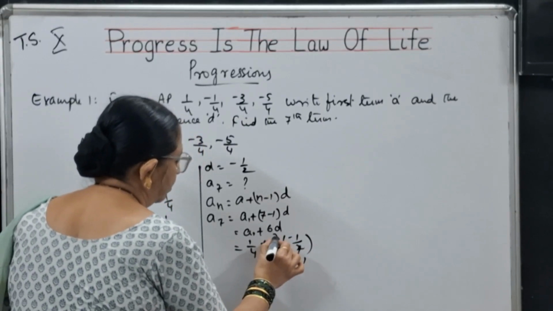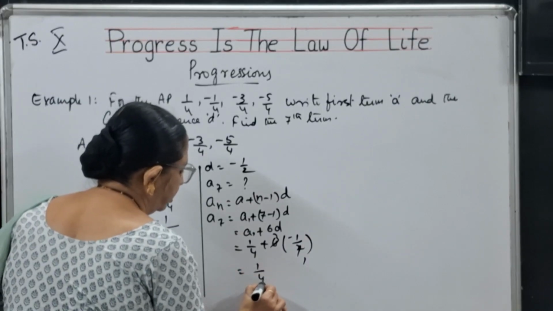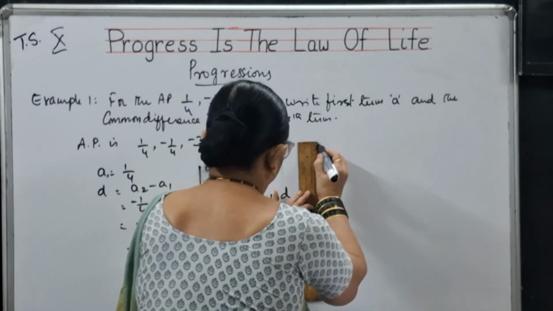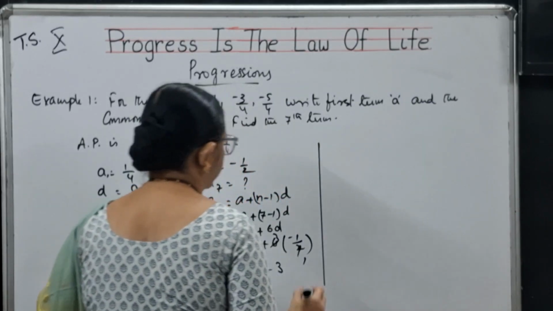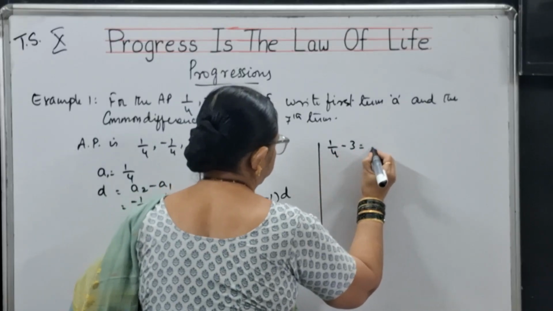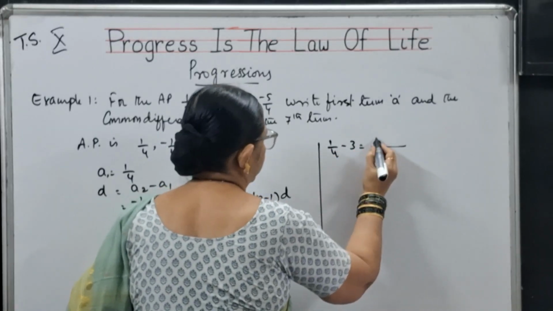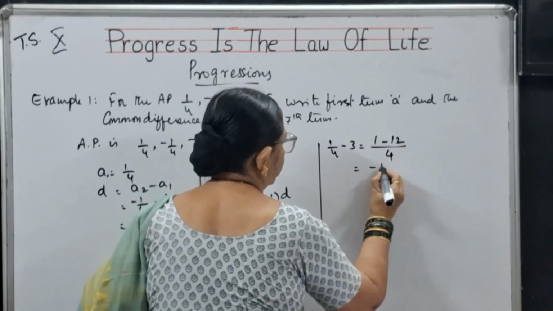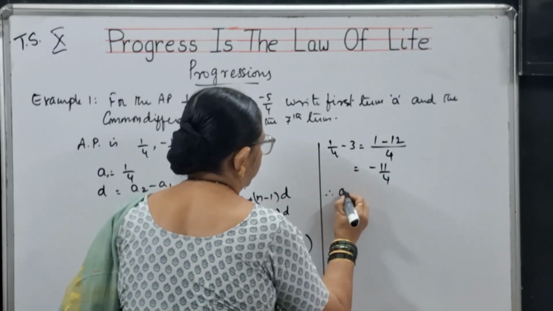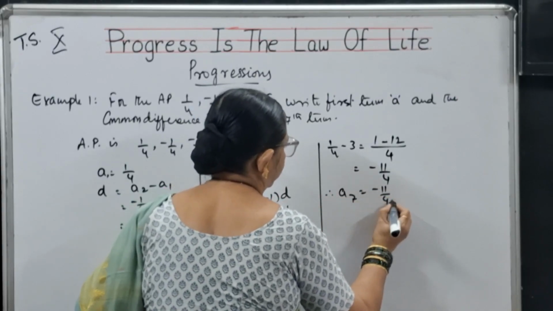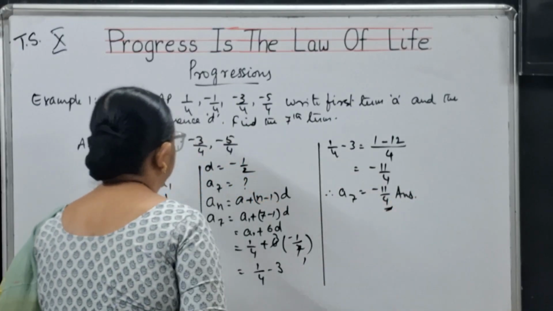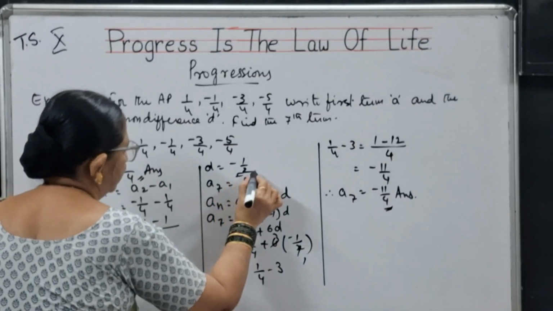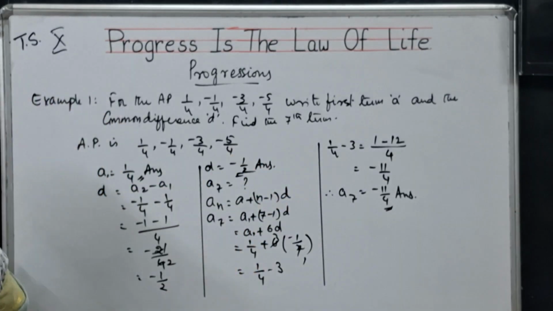So here 2 ones are 2, 2 threes are 6. So how much am I getting? 1 by 4 minus 3. Let me continue here. 1 by 4 minus 3 can be written with LCM 4 here: 1 minus 4 threes are 12. You will be getting, that is how much, children? Minus 11 by 4. Therefore, A7 is equal to minus 11 by 4. So this is one answer that they have asked, the first term, and the common difference minus 1 by 2 is another answer.